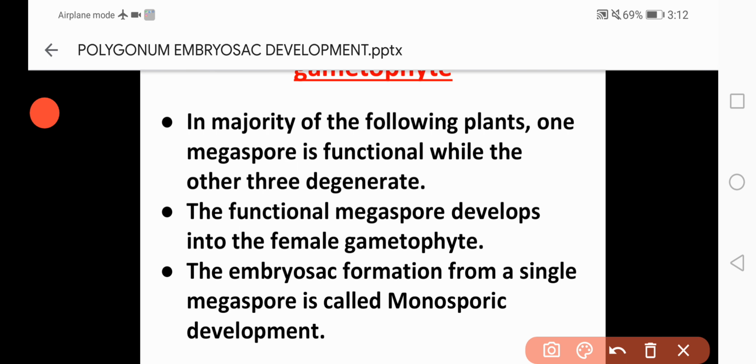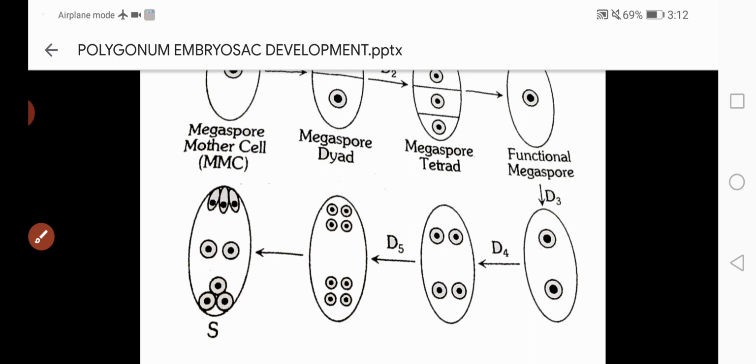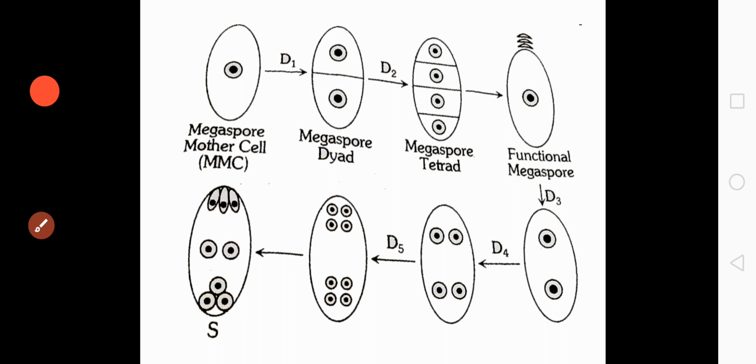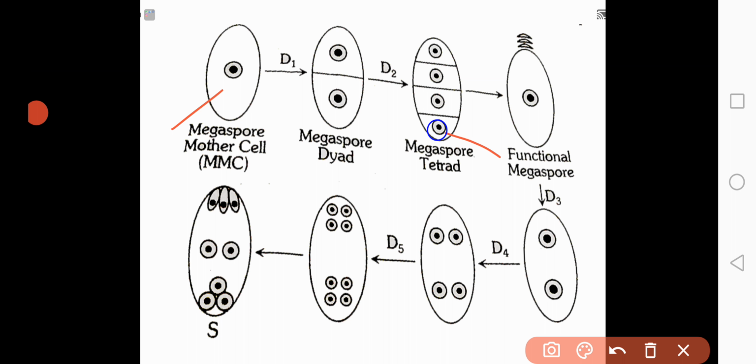So what do you mean by monosporic development of embryo sac? If an embryo sac is formed from a single megaspore, then it is called as monosporic type of embryo sac development. Is that clear? Now here you can observe the process from a single megaspore mother cell through meiosis. Megaspores are formed. Till here it is called as megasporogenesis. Now after the formation of 4 megaspores, the 3 megaspores degenerate, whereas only 1 megaspore becomes functional.